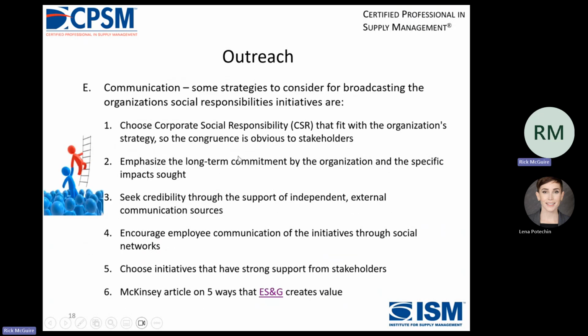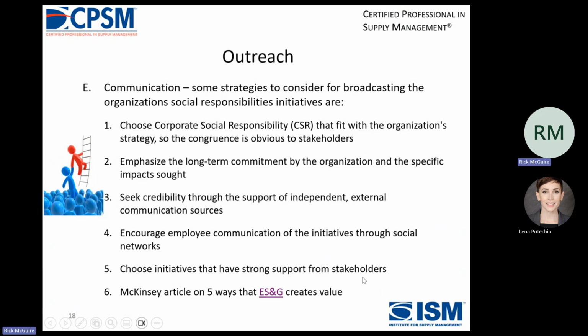And then communication. So choose CSR that fits with the organization's strategy. Emphasize the long-term commitment of the organization, seek credibility through support of independent communication sources, encourage employee communication in the initiatives through the social networks, and look for initiatives that have support from stakeholders.